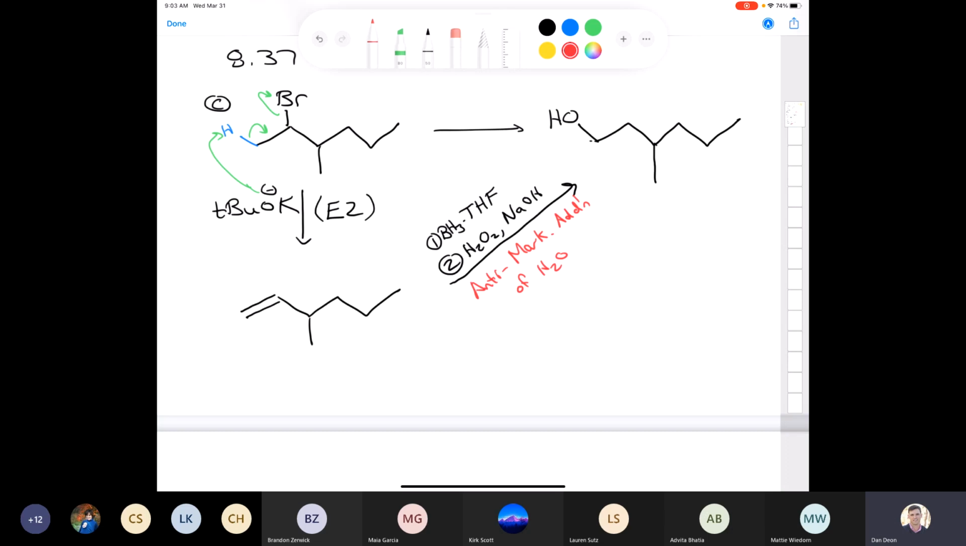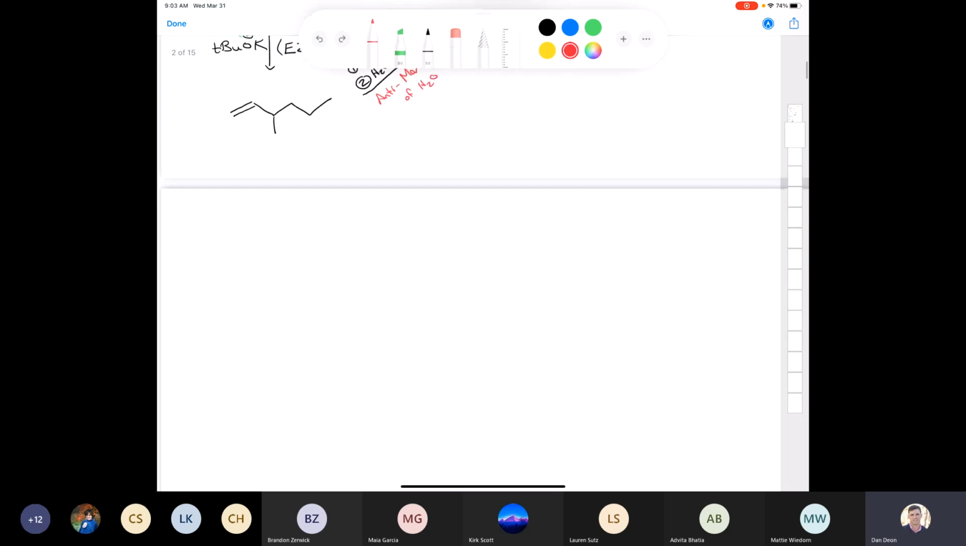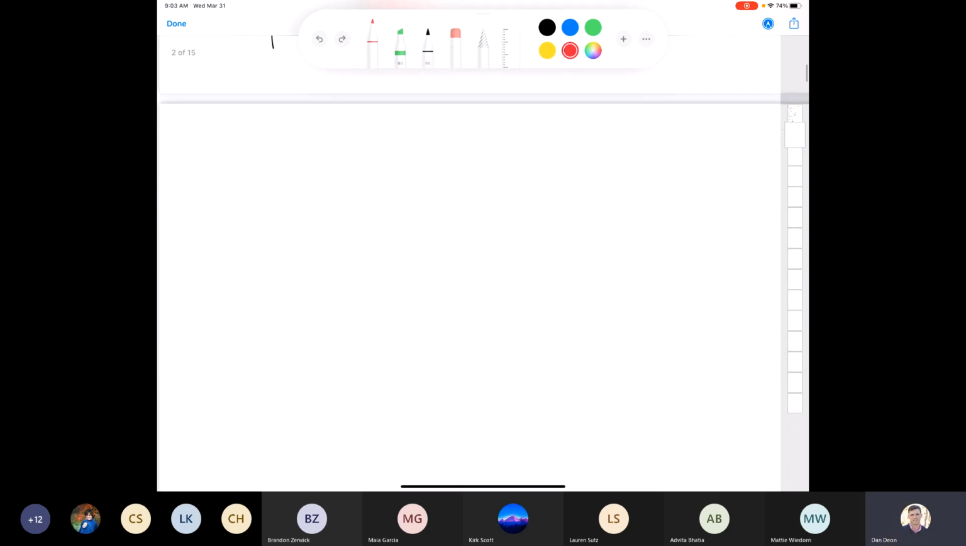Hopefully you can tell by now that by the time you get to the end of Organic Chemistry 1, you pretty much have reactions like this memorized, tattooed in your brain. You'll never forget them, right? Even if I see you on the street in 10 years and ask you, hey, you guys remember anti-Markovnikov and Markovnikov addition? You say, yeah, I do.